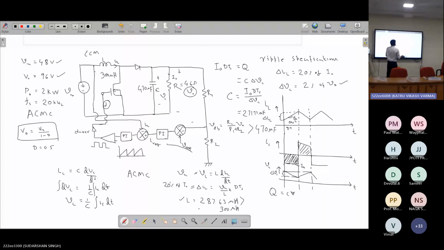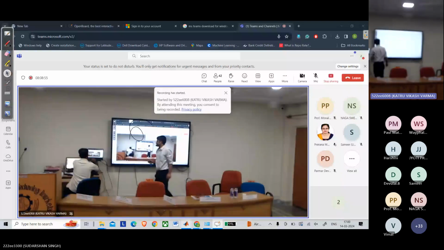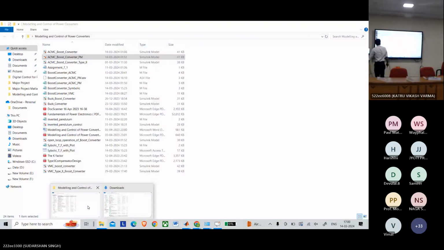So now, before going to design the controller, in Simulink, what I will show right now is that we will produce a 50% duty cycle, and this converter is already developed, and we will show that these values are actually satisfying your ripple specification. So can you just, okay, hold on, can you open your Simulink blocks? Open loop, yeah.